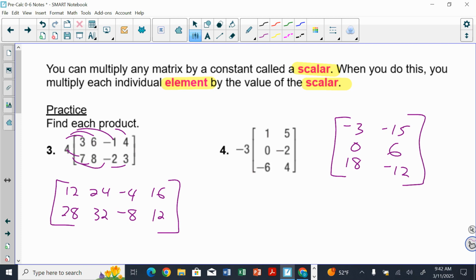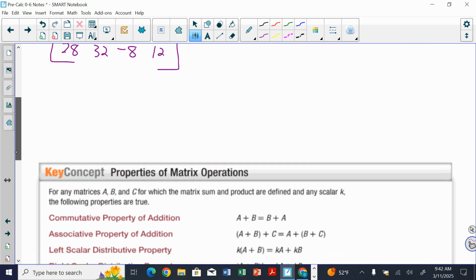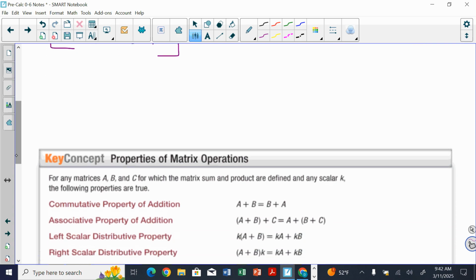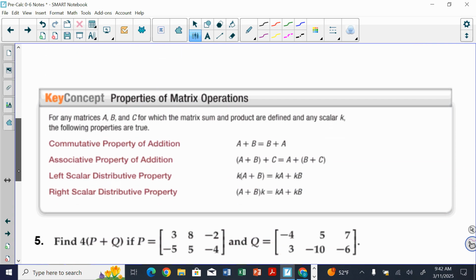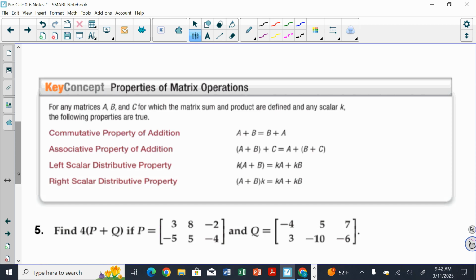And that would be my multiplication. Okay. All right. Continuing on, some properties of different matrices. So for any matrices, if you have A, B, and C, let's say three random matrices, the matrix sum and product are defined for any scalar K, right? So you're multiplying by K.